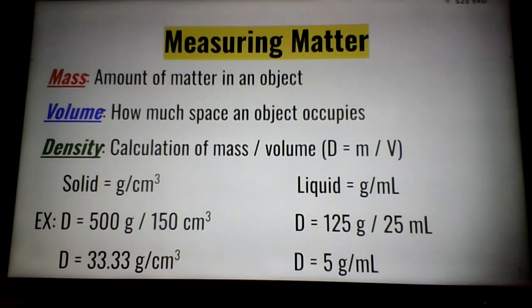The calculation is quite simple. It's just knowing which way to go. And it's easy to understand. It's also easy to mix up. But density is an equation simply dividing mass divided by volume. Ready?